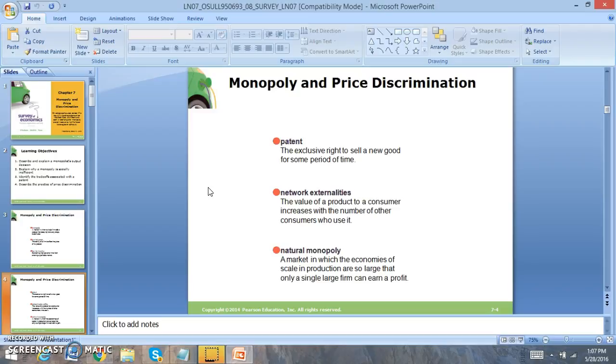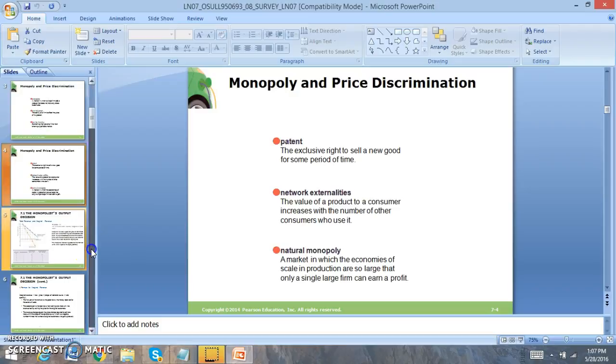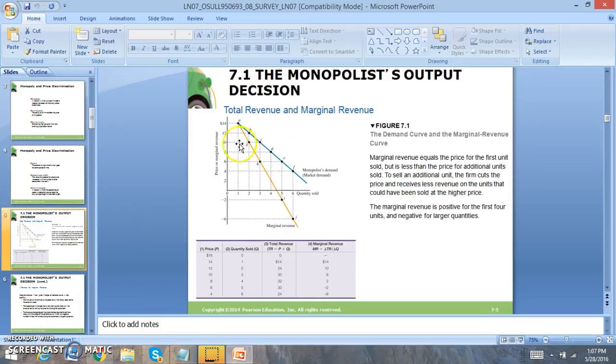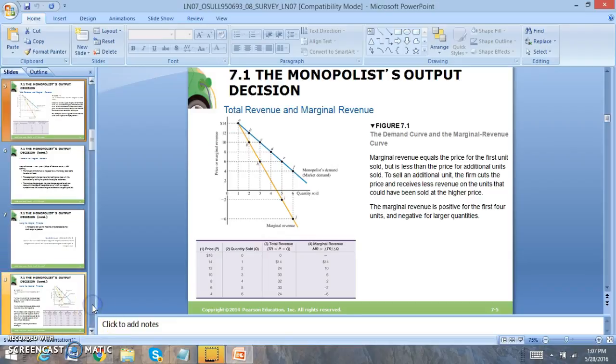Then we have what's called natural monopolies. Natural monopolies are monopolies in which it's very good if the monopolies are larger. The larger these monopolies are, the more they benefit firms by allowing them to produce at lower cost. You notice right here the demand and the marginal revenue do not equal each other as they do in other market structures. Given that demand does not equal marginal revenue, they're going to have to lower the price to sell an additional unit. This is different than perfect competition. In perfect competition, you notice that marginal revenue equals demand.